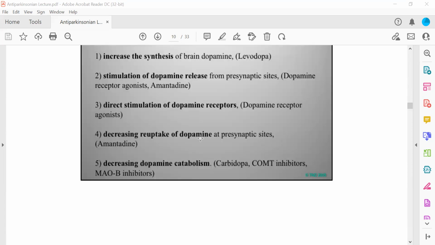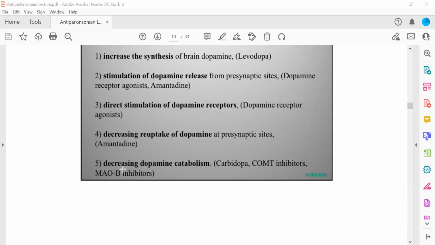Decrease in the reuptake of dopamine in presynaptic sites. So we're stopping the reuptake of dopamine, thus you have more concentration of dopamine in the CNS. And one drug that is used to decrease the reuptake of dopamine is also amantadine. So amantadine can be referred to as a multifunctional agent because it can stimulate dopamine release and it also decreases dopamine reuptake. Please take note of that.